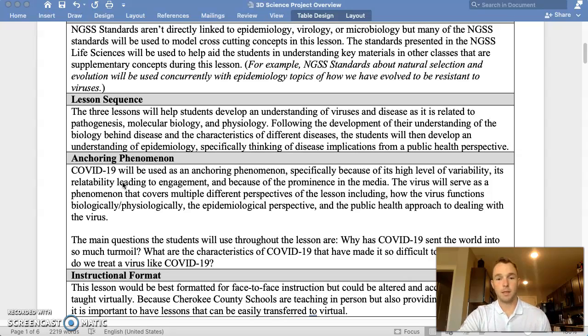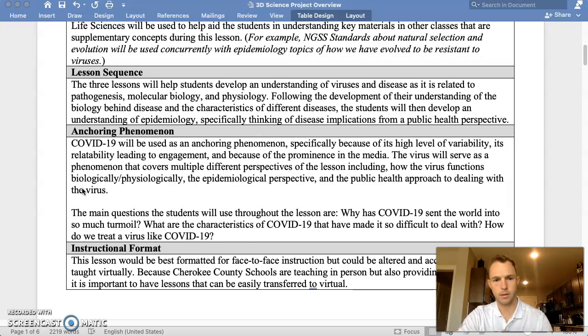So there are 3 lessons. They're to help understand viruses, disease, pathogenesis, molecular biology, physiology, but also develop an understanding of public health, because a lot of students just think public health is a government role, where, as we know, science is heavily involved in making public health decisions. So that's kind of what I want to get across in this unit.